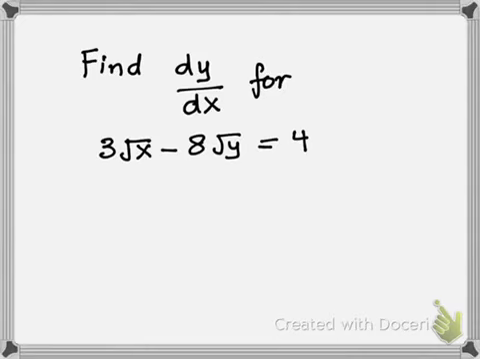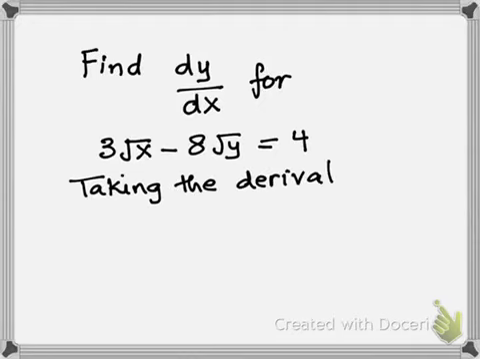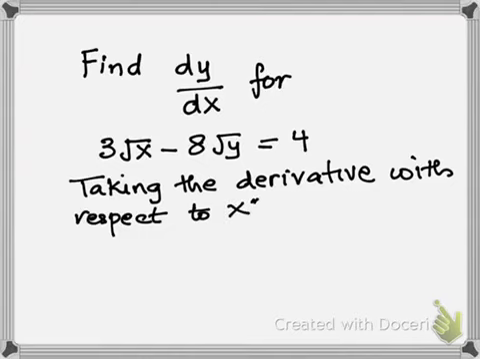So firstly, to figure out the rate of change of y with respect to x, I'll take the derivative of this equation with respect to x. So 3 is a constant. Taking the derivative with respect to x, I get this square root of x means x is raised to the half. So I have 3 times 1/2.